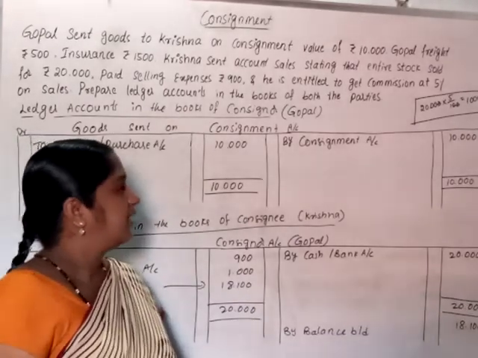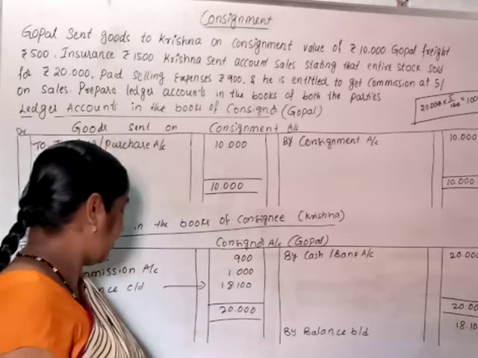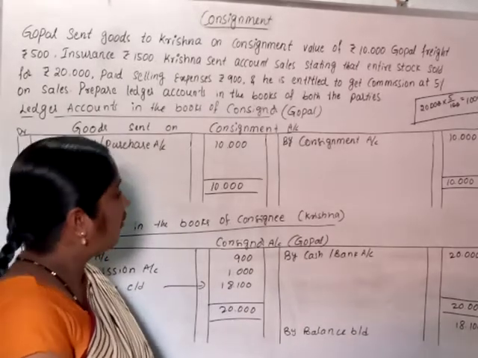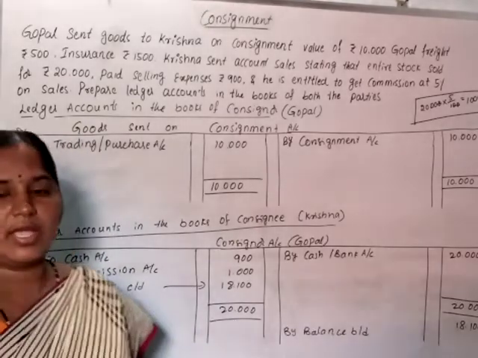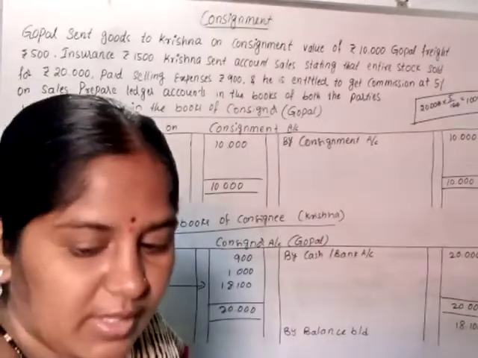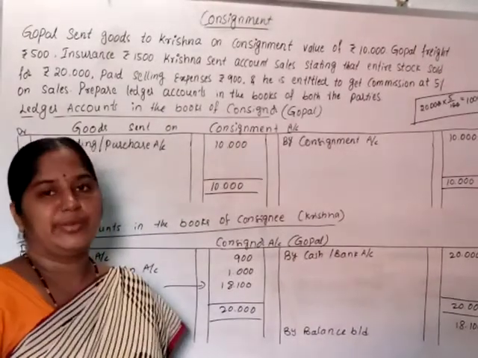For this problem, journal entries are not asked of you. Simply he is asking you to prepare the ledger accounts in the books of both the parties. So this is the problem. These are the three problems we calculated. These are very simple problems.